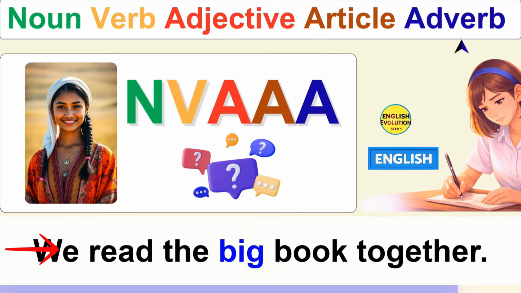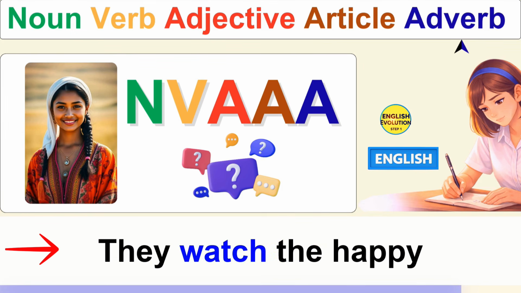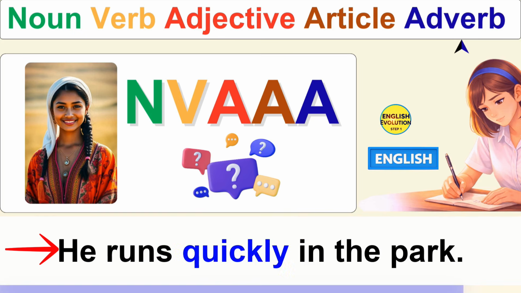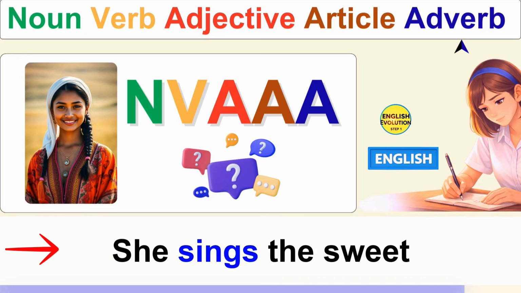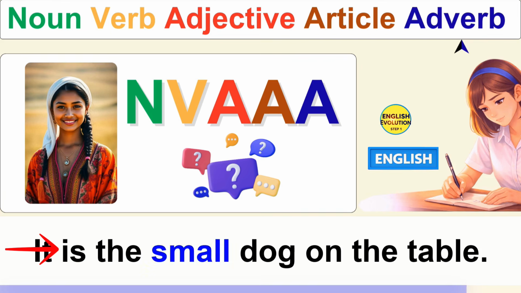Sentences with richness. I eat the red apple slowly. We read the big book together. You play the small game outside. They watch the happy movie today. He runs quickly in the park. She sings the sweet song beautifully. It is the small dog on the table.